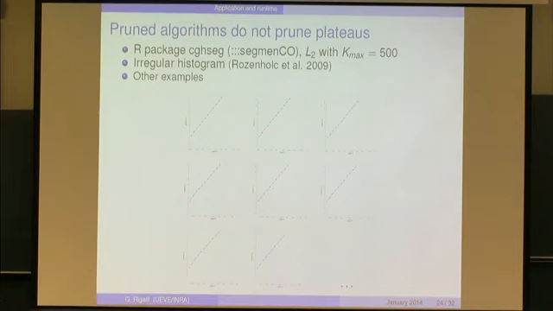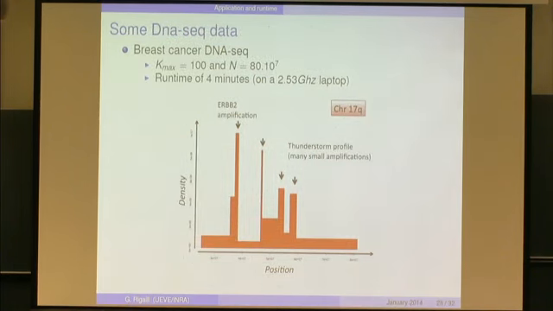Okay, so these are other examples. This was just one DNA-seq sample, so here are others. And you can see the green line is always much lower than the one without the compression. This is an example where I go up to, so it's DNA-seq data. We expect very few change points in that case, but we have roughly 80 million data points. And if we take a Kmax of 100, we can do that in a matter of minutes on a laptop.